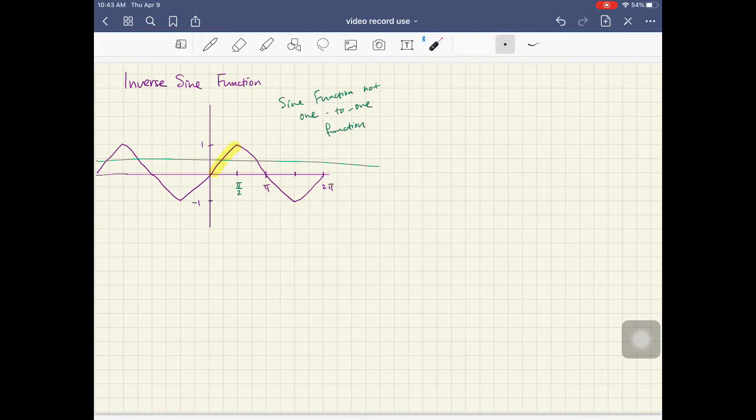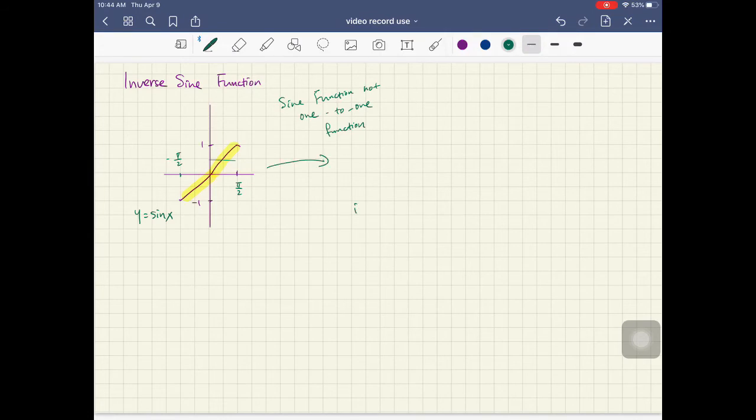So what we can do is pick the fourth quadrant, but not this fourth quadrant. It's the fourth quadrant from the other period. This highlighted piece is the trimmed piece we are interested in, so I'm going to erase everything else. This piece of the original sine function is the one we want, and it is a one-to-one function. We can use it to find the inverse function, the inverse sine function.